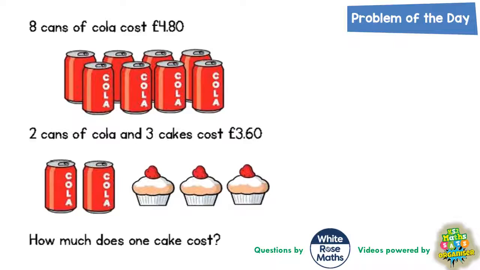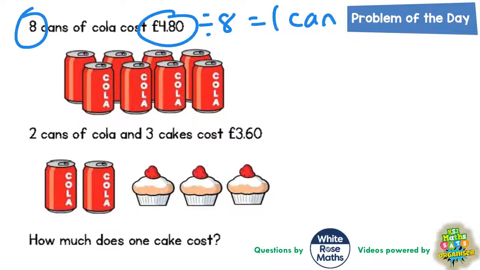We get told that 8 cans of cola costs £4.80, and 2 cans of cola and 3 cakes cost £3.60. How much does one cake cost? Well, there's a couple of ways you could do this. The first thing you could do is divide this £4.80 by 8, and that would tell you what one can costs. Well, let's try that.